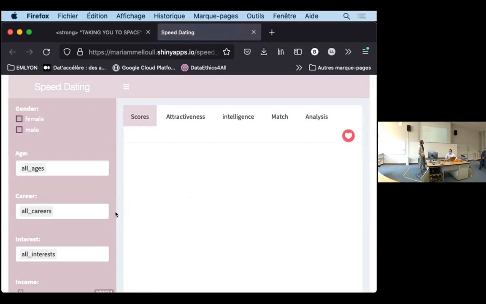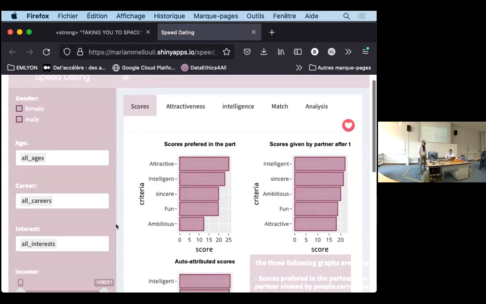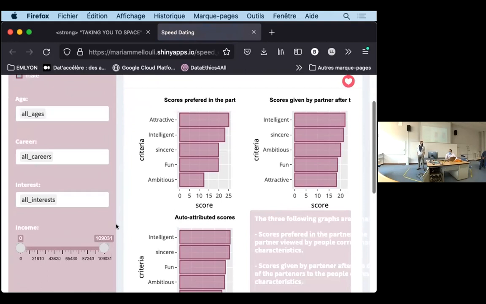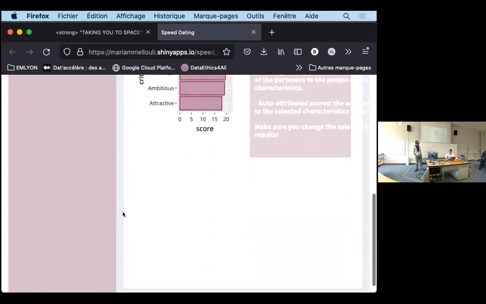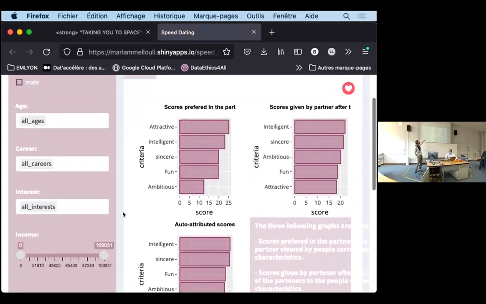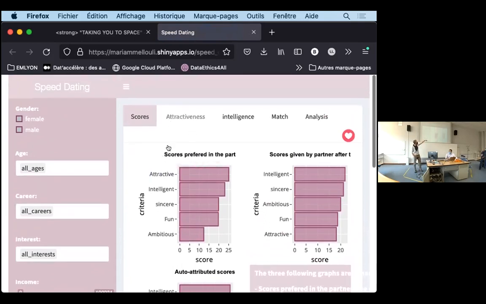So that's an app on a recommendation system for speed dating. And so you provide your characteristics, and then at the end there's a match analysis, and it tells you what's the kind of woman or man that you should be dating. So that's just another example, but of course I've got tons of them because my students have lots of imagination.